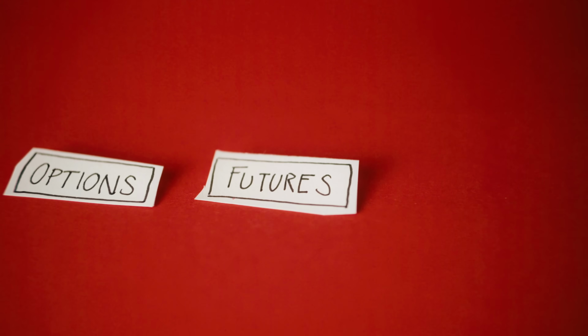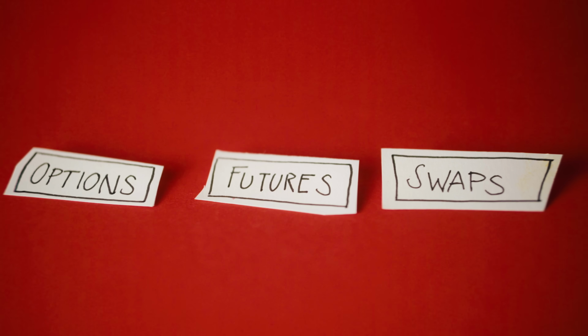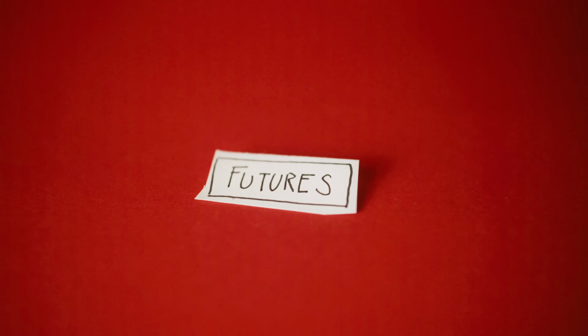But before we get into all of the juicy stuff, we have to understand how derivatives work, because there are different kinds and they all operate in different ways. So in this video, we'll look at the most common ones: futures, options, and swaps. So let's start with the first type of derivative: futures.